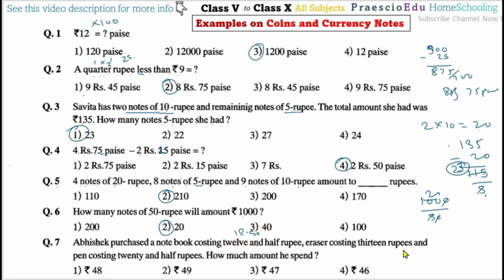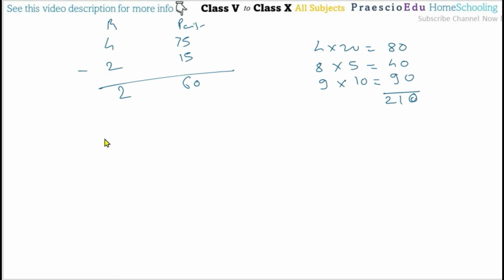Eraser cost 13 rupees, and pen costing 12 and half rupees, again 12.50 rupees. How much amount he spent? So paise we will add separately, means 12.50, then 13, and then again 12.50. So this is a notebook. Okay, then 13 rupees for the eraser. Okay, eraser, and then 12 rupees and half means this is for the pen.